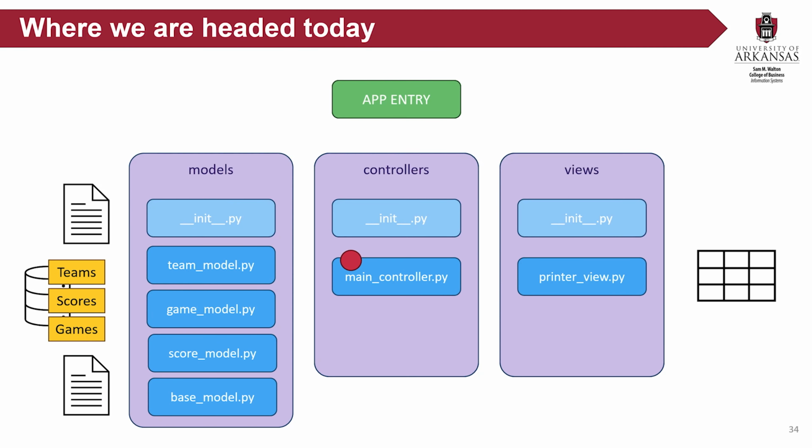We will then come back to the team model, which will run a query against our database to get the teams and the points per game for each team calculated and ranked from highest to lowest. And then we will pass that on to our view that will display that for our users.